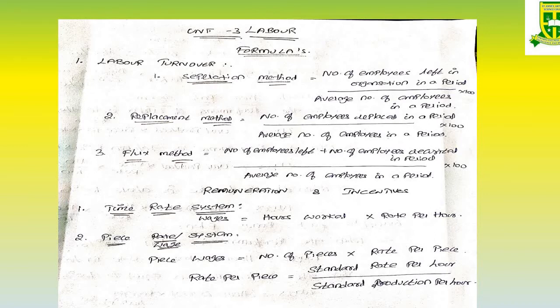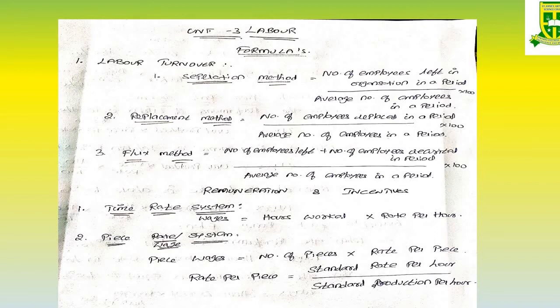So there are various systems or various ways you can follow. The first two main methods are the time rate system and the piece rate system. A time rate is nothing but payment according to your working time. How many hours you are working? According to the Factory Act 1948, you can work a maximum of 8 hours in a day. So that is the rule.